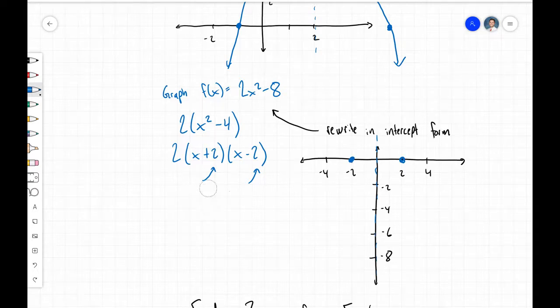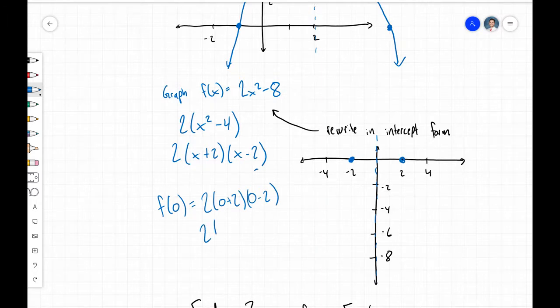So now, substitute x equals 0 into our function. Zero plus 2 is 2, 0 minus 2 is negative 2. So 2 times 2 is 4, and 4 times negative 2 is negative 8. So our vertex would be at (0, negative 8). And again, we can graph.